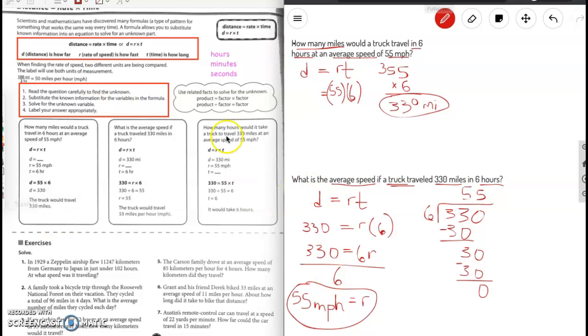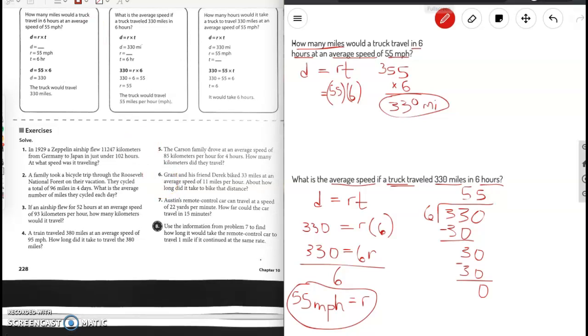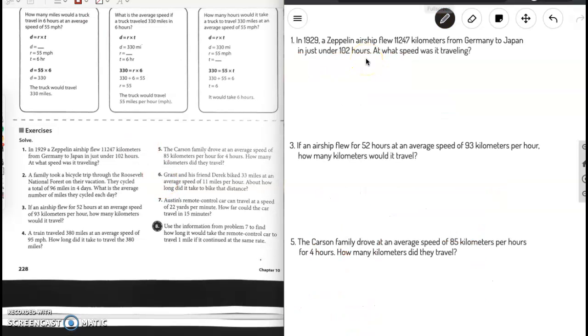Okay? Now that we went over some of the examples, let's go ahead and dive into the exercises. Number 1. In 1929, a Zeppelin airship flew, okay, make sure to underline that, 11,247 kilometers from Germany to Japan in just under 102 hours. At what speed was it traveling?